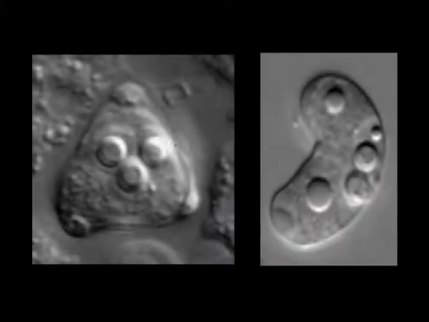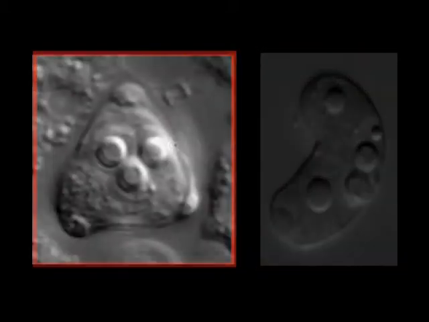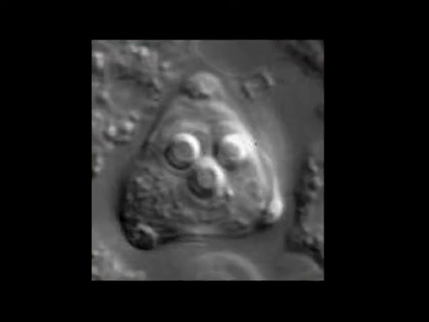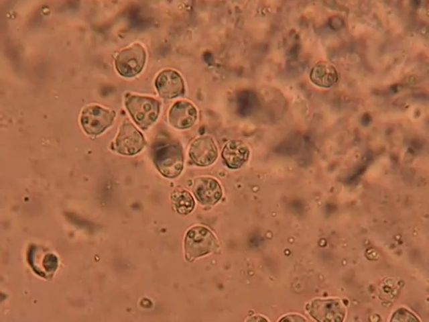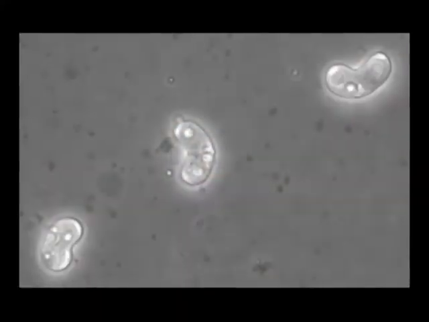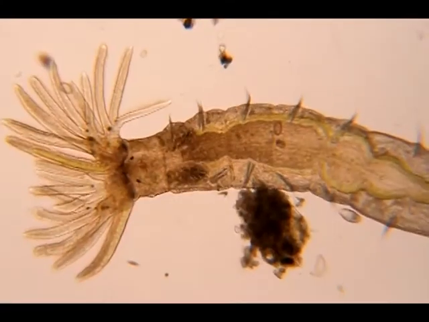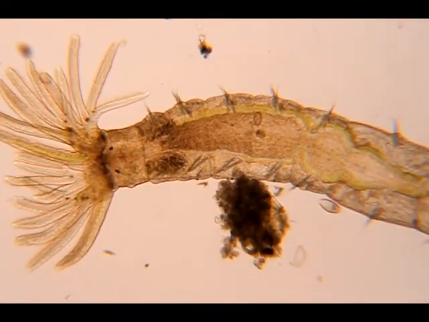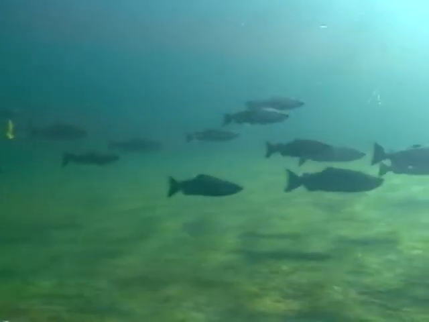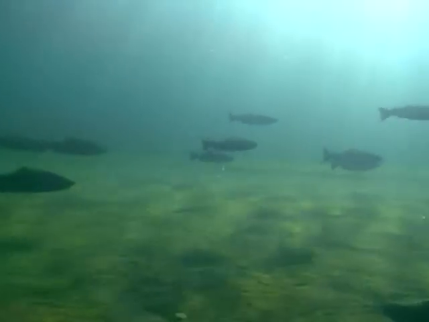qPCR detects all C. shasta DNA, whether it be from myxospores or from actinospores. But usually we are most interested in the actinospores because these are the stages that infect fish. After years of experience, we have come to understand more about the life history of the parasite. In general, actinospores are in the water in spring and summer, while the myxospores appear in the fall and winter. In the warmer months, the polychaetes are releasing the actinospores, whereas in the colder months, the returning adult salmon are releasing the myxospores.